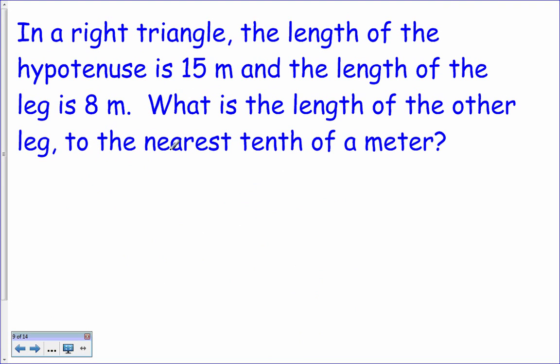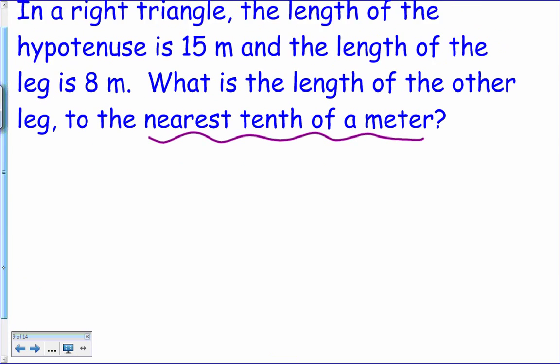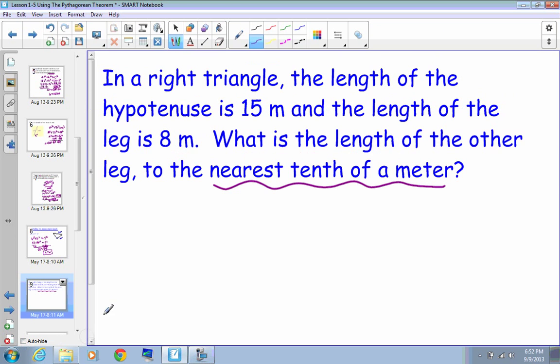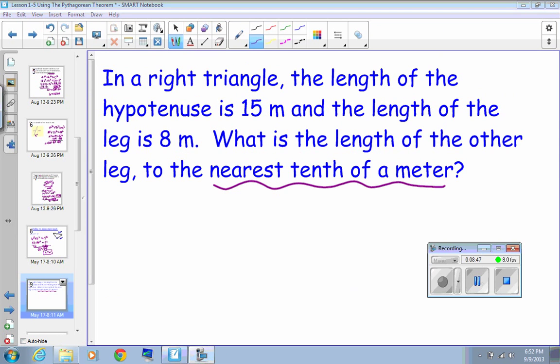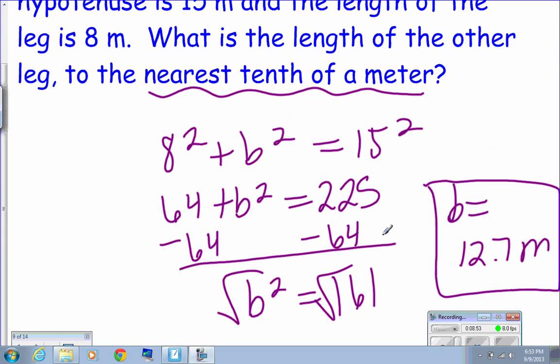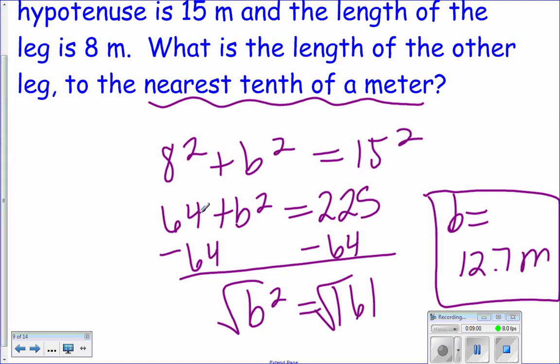Go ahead and round to the nearest tenth for this problem. Make sure you read what it says, and if you're looking for the leg or the hypotenuse. So you should have plugged in 8 squared for the leg, 15 squared for the hypotenuse, went through and solved, used the inverse operation, rounded to the nearest tenth, and got 12 7/10 meters.